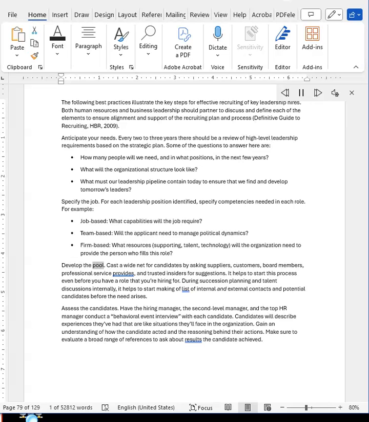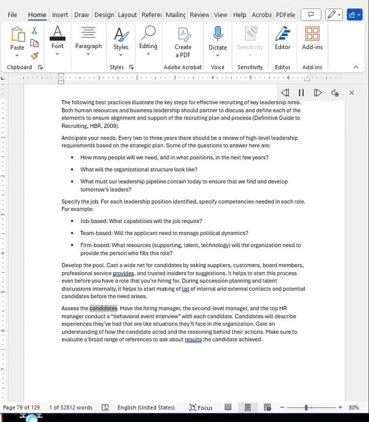Develop the pool. Cast a wide net for candidates by asking suppliers, customers, board members, professional service providers, and trusted insiders for suggestions. It helps to start this process even before you have a role that you're hiring for. During succession planning and talent discussions internally, it helps to start making a list of internal and external contacts and potential candidates before the need arises.